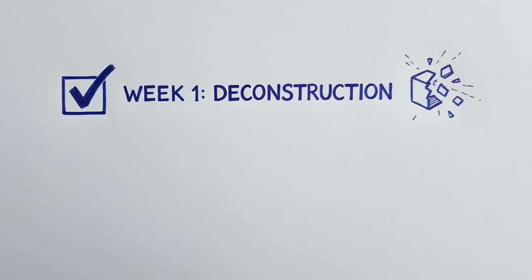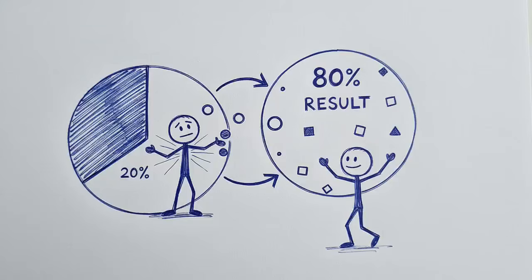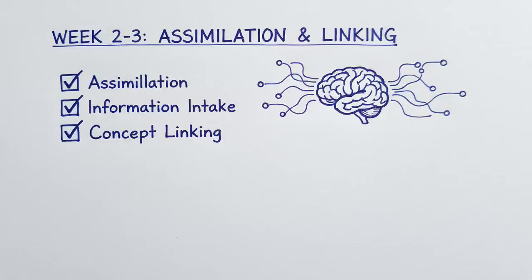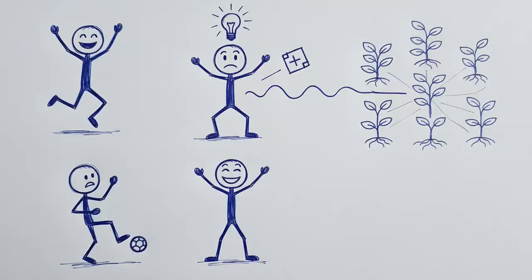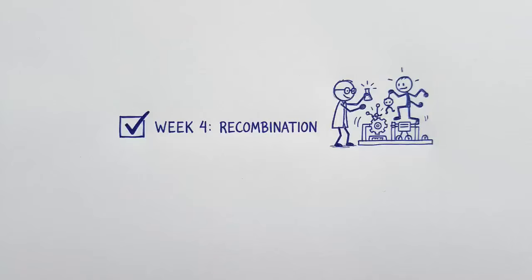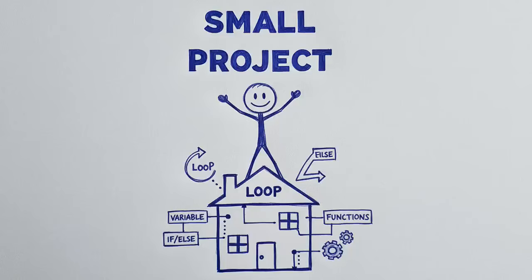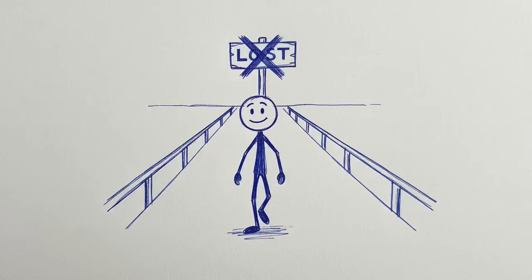Week 1 is all about deconstruction. Your only job is to identify the 20% of components that will give you 80% of the results and start assimilating the first few. Weeks 2 and 3 are for assimilation and linking. Focus on active learning, and for every new component you learn, create at least one link to something you already know in your digital garden. Week 4 is recombination. Choose a very small project and build it from scratch, forcing you to integrate everything you have learned. This structure gives you a clear path and prevents you from getting lost.